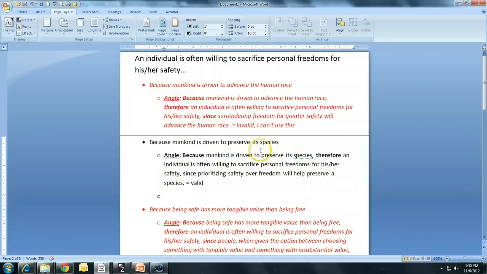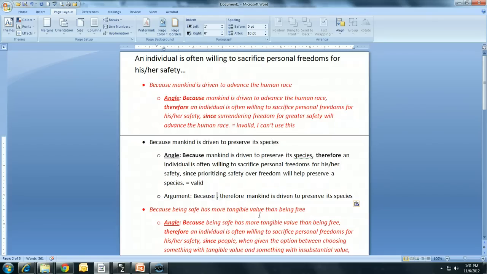Because mankind is driven to preserve its species, therefore an individual is often willing to sacrifice personal freedoms, since prioritizing safety over freedom will help preserve a species. Interesting, interesting. I can approach this a couple different ways. I can either, well, let's just write the argument. Because, remember, I don't know what my because is quite yet. I do know what my claim is. I'm pulling my claim from my support here, because now I'm trying to provide support for my supporting claim. Because of what, therefore, mankind is driven to preserve its species.